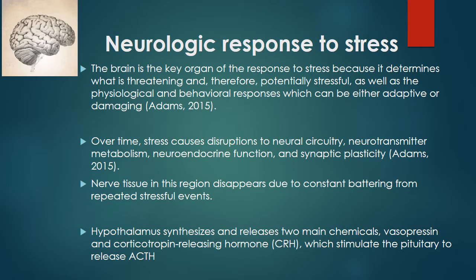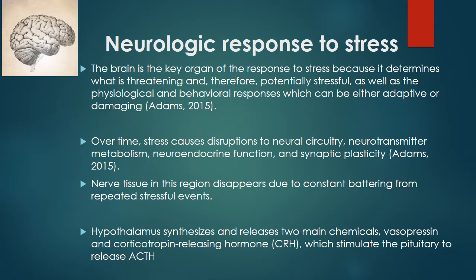The brain is obviously the key organ in stress response. Its job is to determine what is and what is not threatening and what is potentially stressful. Because it interprets the stress, it also interprets how the body reacts to the stress. Over time, stress can cause disruptions in neurotransmitter metabolism, neuroendocrine function, and synaptic plasticity, so it truly affects your neurons down to a molecular level.